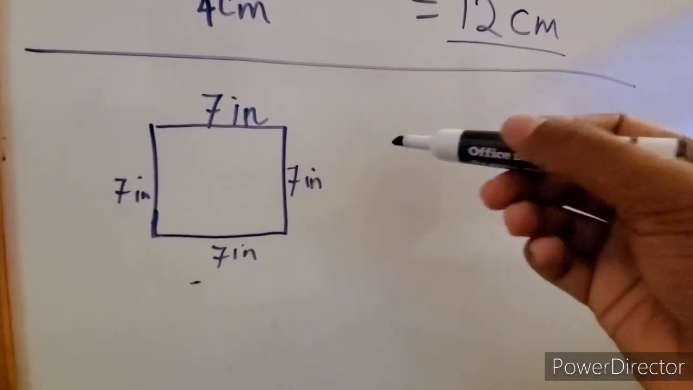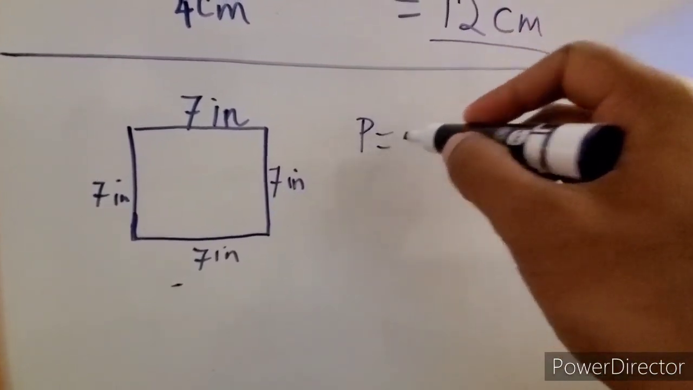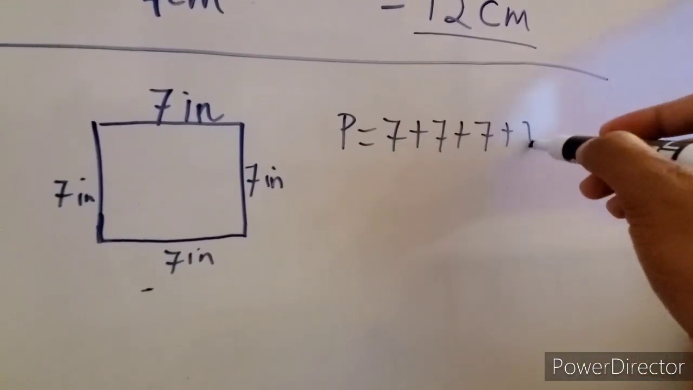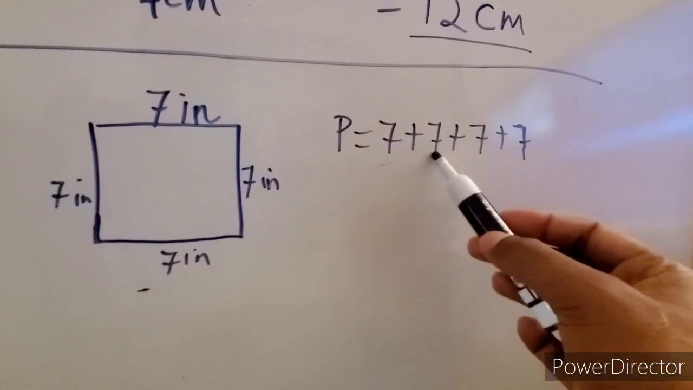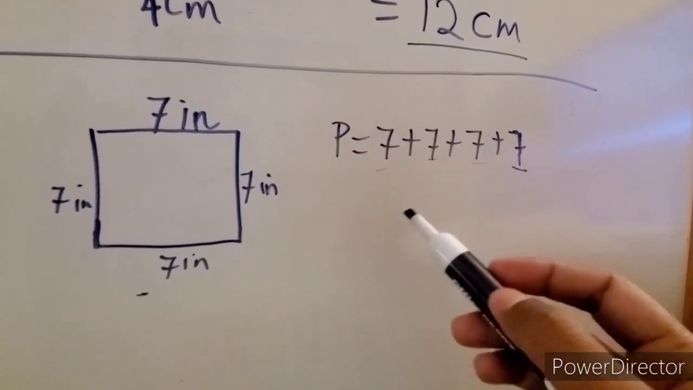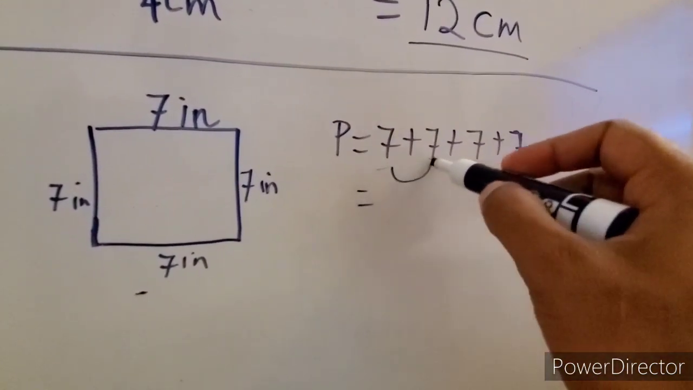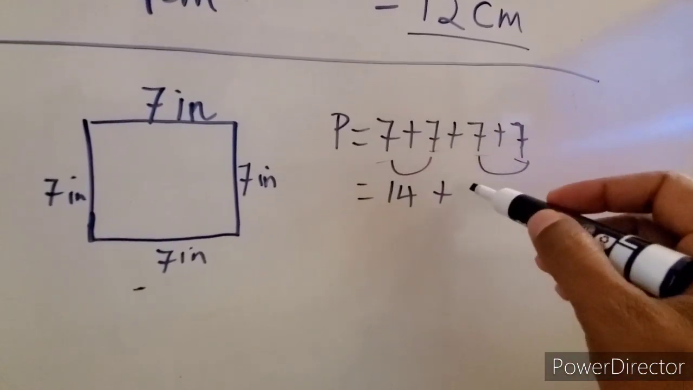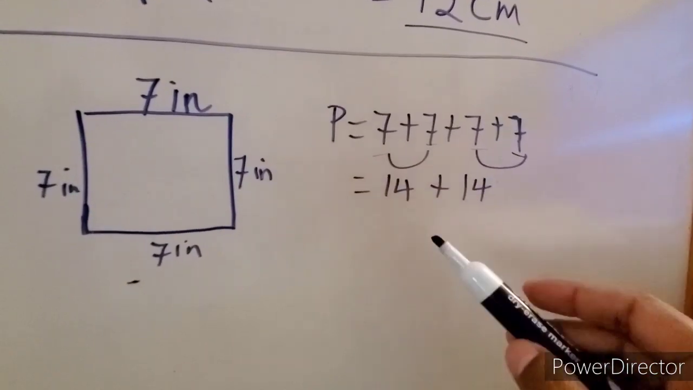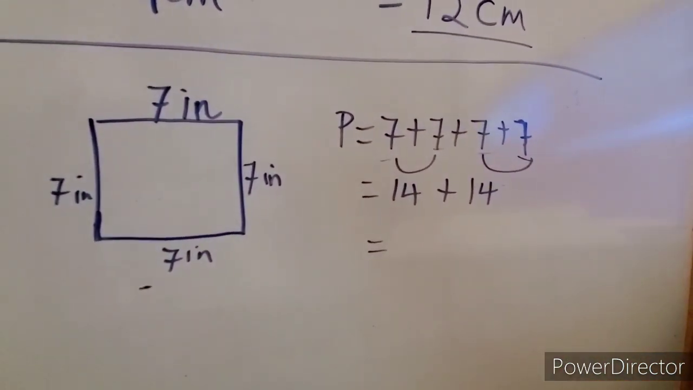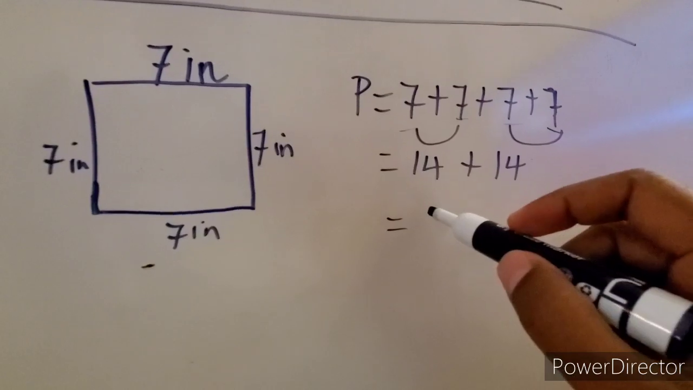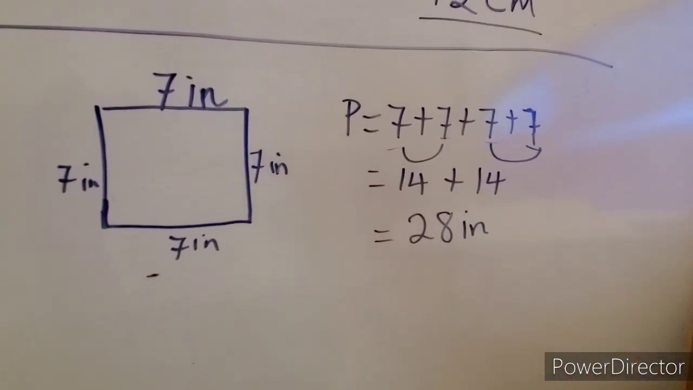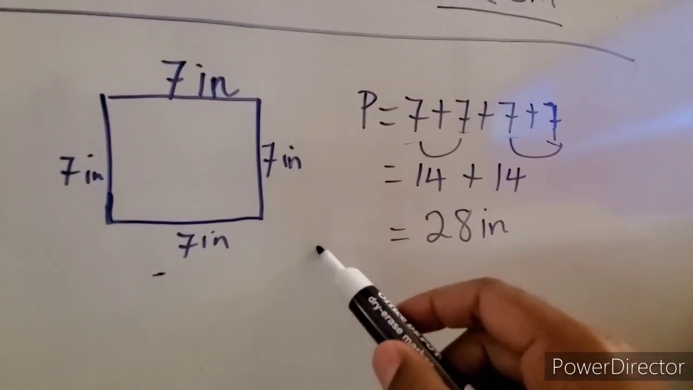So there's one of 2 ways. We can add them all up, which is 7 plus 7 plus 7 plus 7, which is 1, 2, 3, 4 7s. We add them all up. 7 plus 7 is 14, plus 7 plus 7 is another 14. 14 plus 14, or 14 times 2, will give you 28. Awesome, 28 inches. Because that is in inches, the unit.